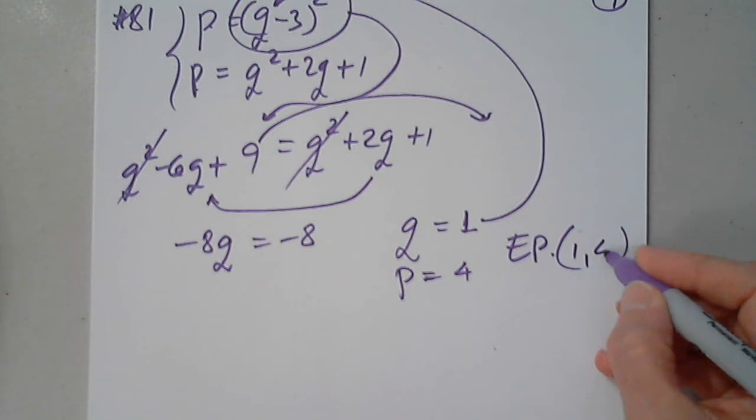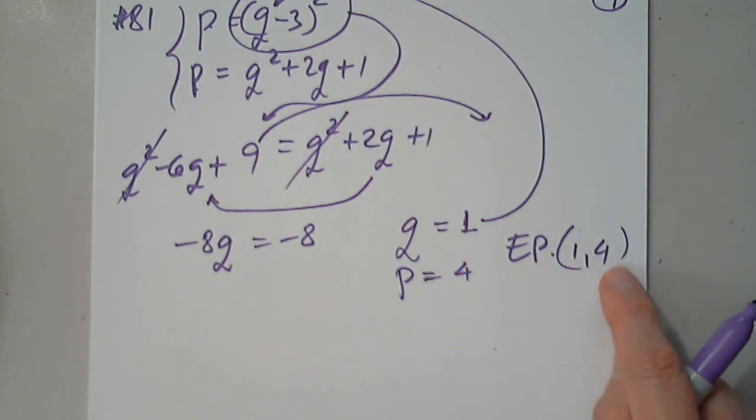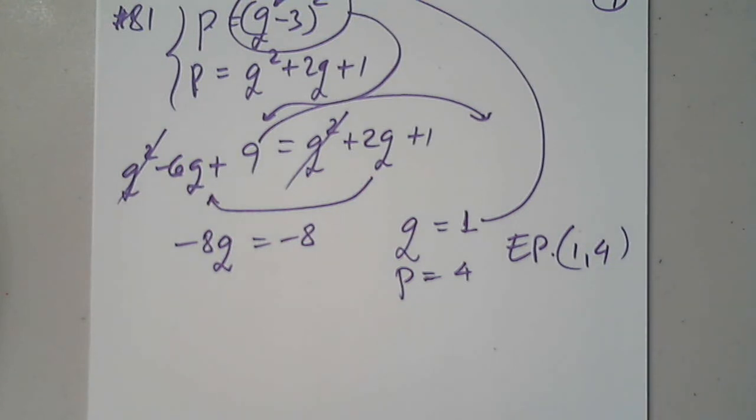1, 4. 1 comma 4. 1 unit at the price of $4 per unit. That's the equilibrium point for this situation.